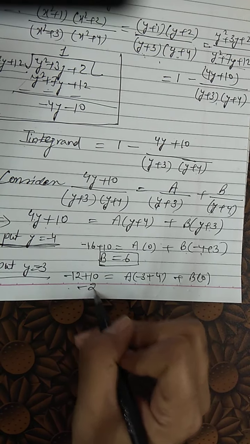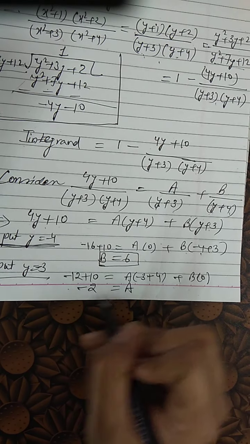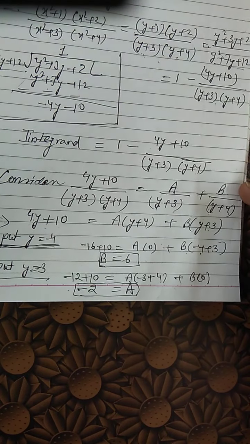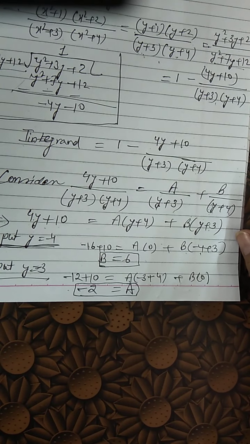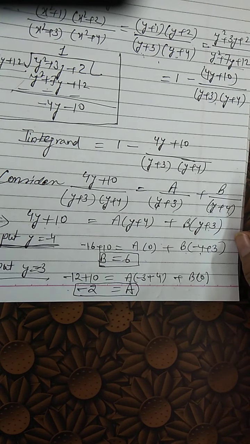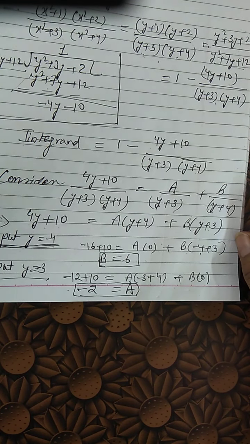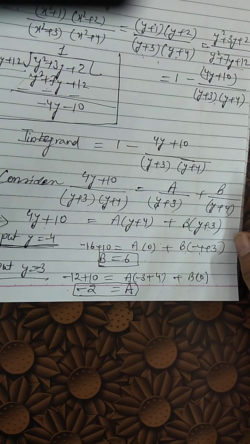So minus 2 is equal to a. So the value of a will be minus 2. Both the constants are calculated. If you find this method easy, you can go by this. Otherwise, the comparing coefficients method is always there. We can go by that method. The answer will be the same in both.